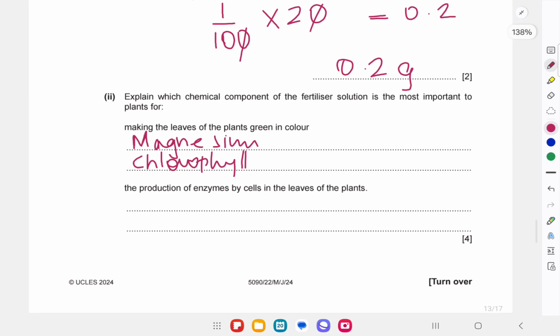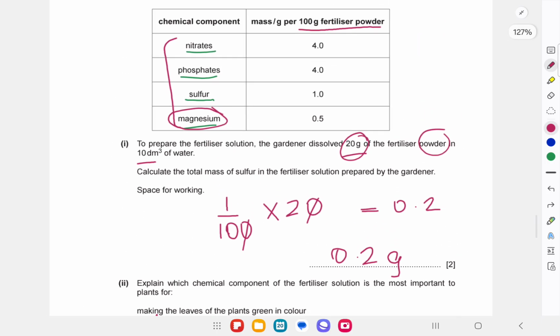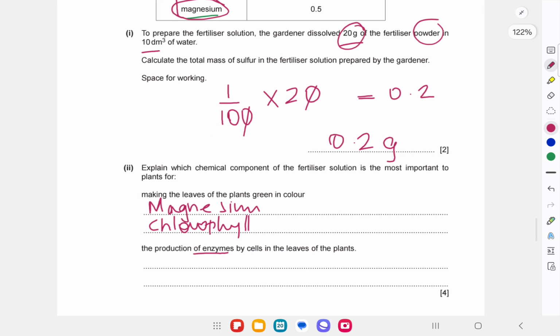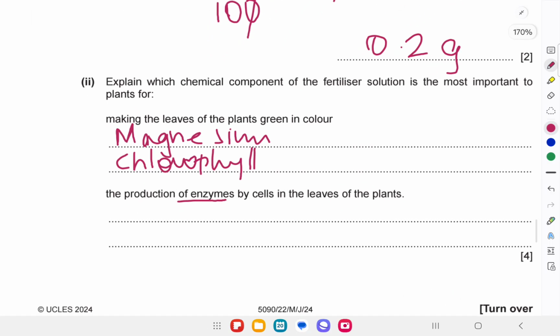The production of enzymes. So enzymes are proteins made by cells in the leaves of the plants. So for this you need nitrates, because nitrates will provide nitrogen for making proteins or amino acids.